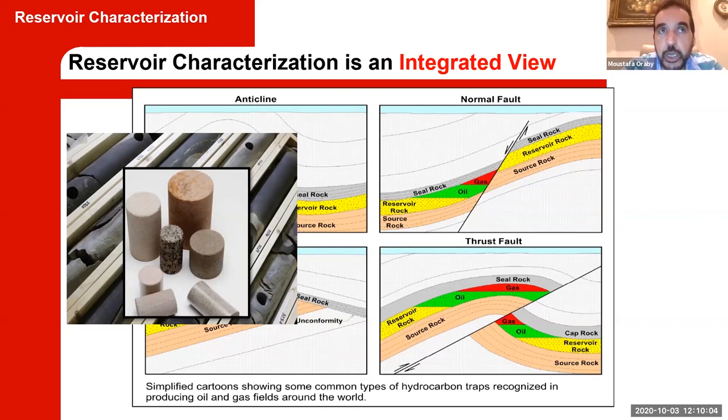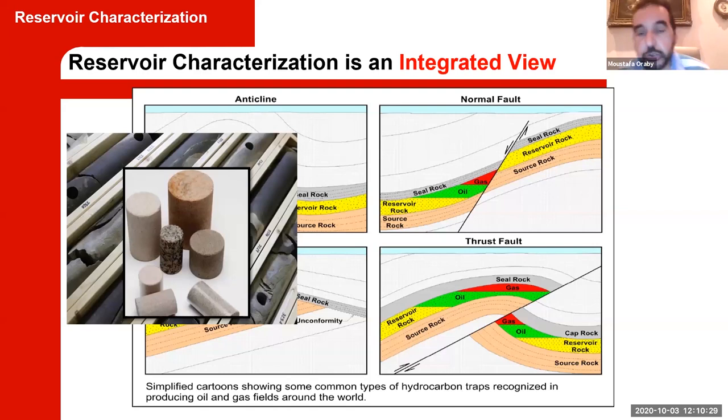You acquire data when you drill the well. We call this open hole data. That's before you case the well, before you put the casing in there and you start production. So once you drill the well, you acquire data either by LWD data or wireline data. We call this open hole data, but the hole is still open. You didn't case the hole yet.